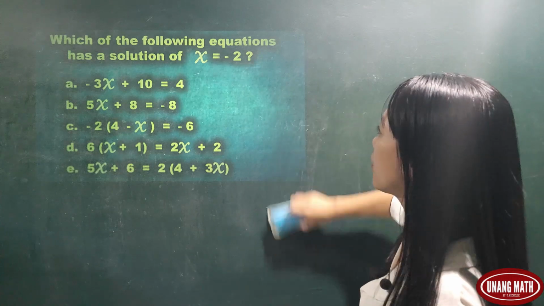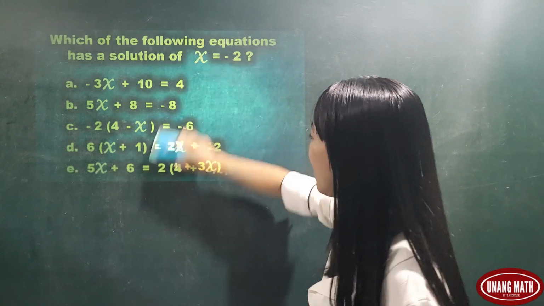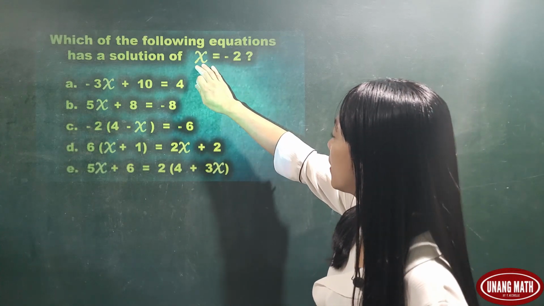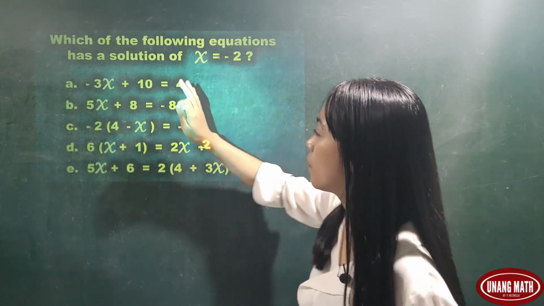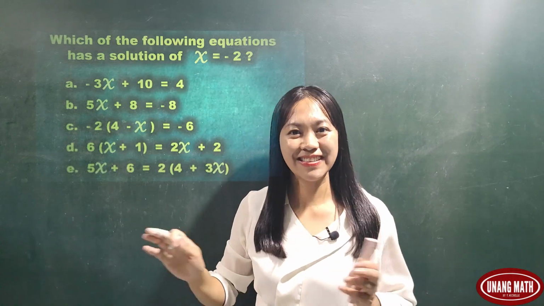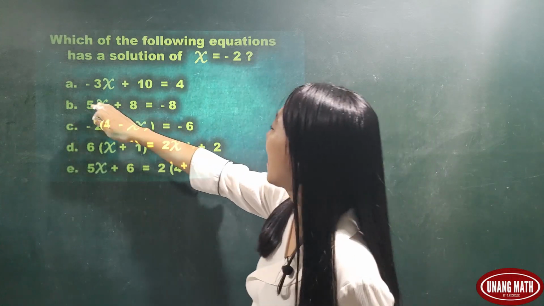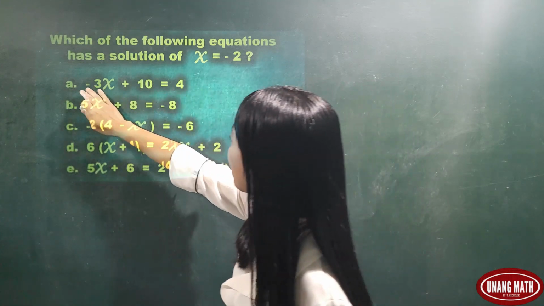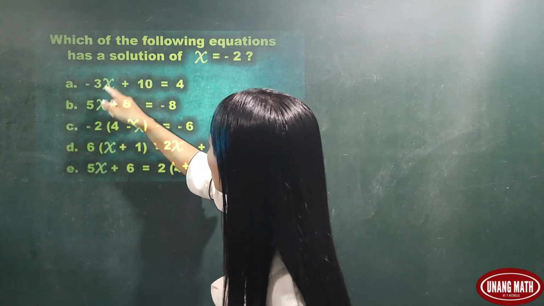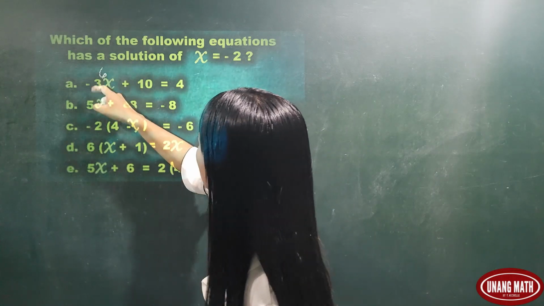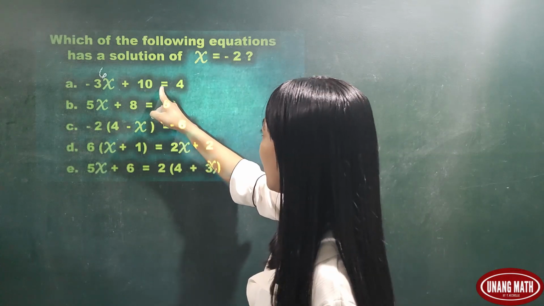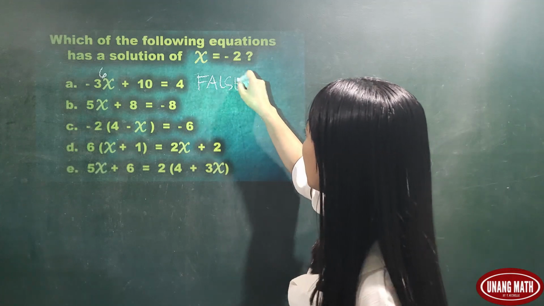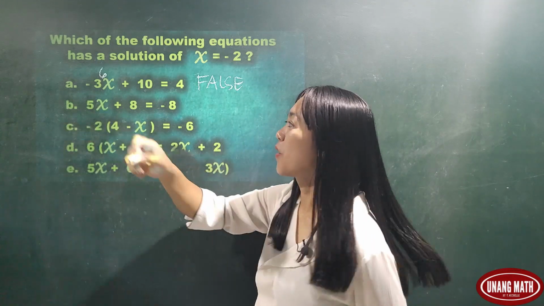Which of the following equations has a solution of x is equal to negative 2? That means after substituting the value of x as negative 2, both sides are the same or equal. Okay, let's have the first choice. Negative 3x plus 10 is equal to 4. So negative 3 times negative 2 becomes 6. So 6 plus 10, 16, equals 4. So this is false.